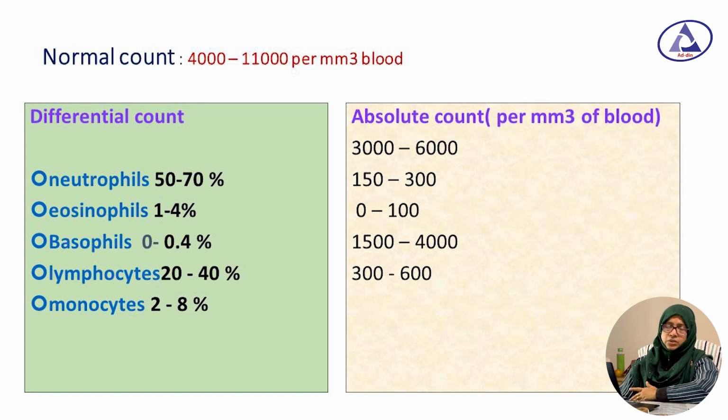Absolute count is usually counted per cubic millimeter of blood. Neutrophil is about 3,000 to 6,000 per cubic millimeter of blood. Eosinophil 150 to 300, basophil 0 to 100, lymphocyte 1,500 to 4,000, and monocyte 300 to 600 per cubic millimeter of blood.